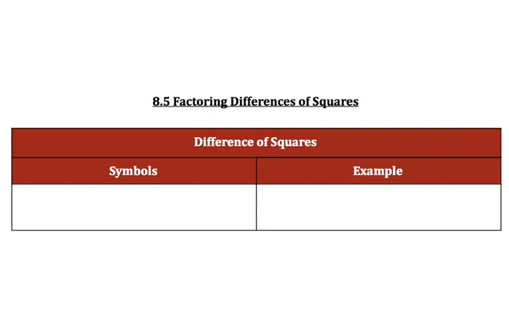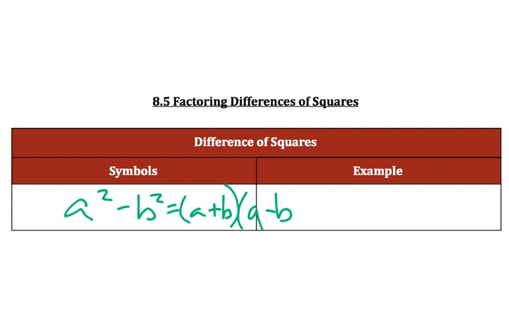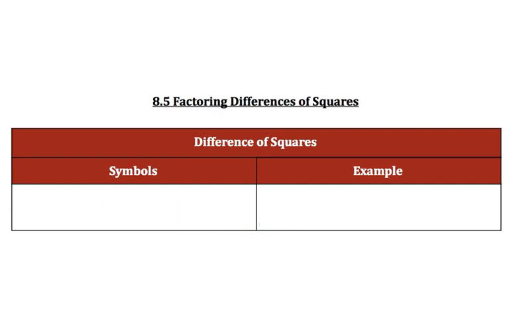8.5, factoring the differences of squares. And you've already done this, so this is basically the same thing. So if you have a squared minus b squared, then that'll factor back to being a plus b times a minus b. Yeah, so make sure that gets in that box.